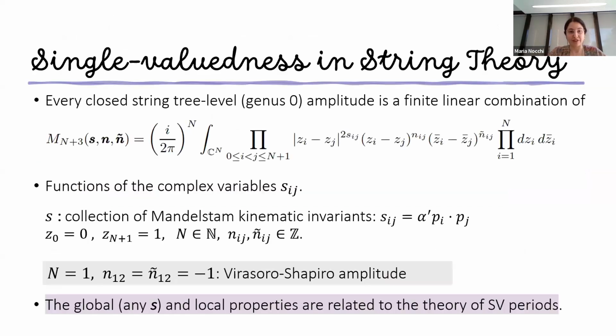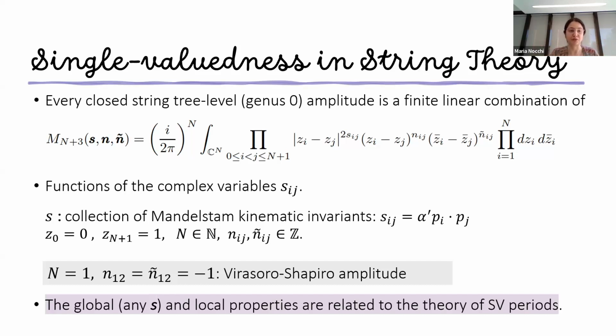And let's generalize now to string theory. Every closed string tree-level amplitude is a finite linear combination of this kind of integrals. So I showed the case before for the 4-point to get the Virasoro-Shapiro amplitude, but indeed you have these basic blocks for any closed string tree-level amplitude you can write down.